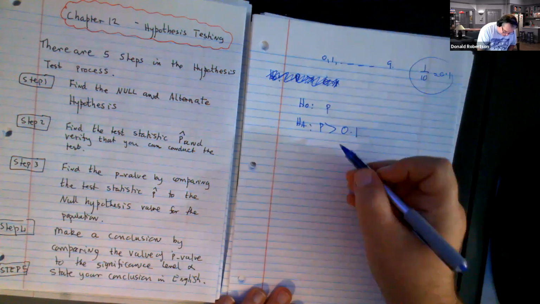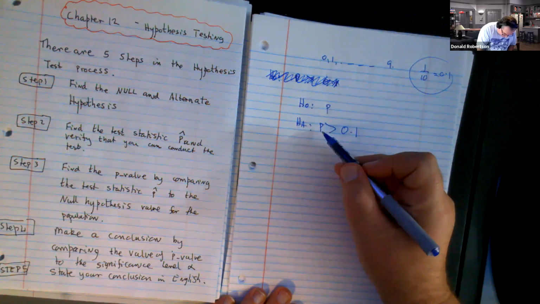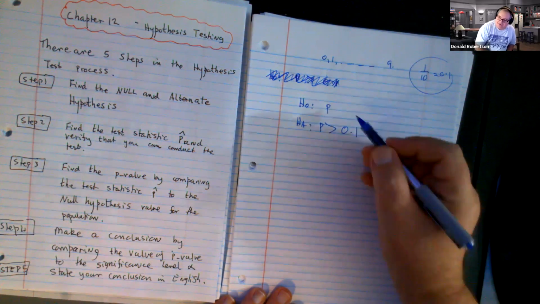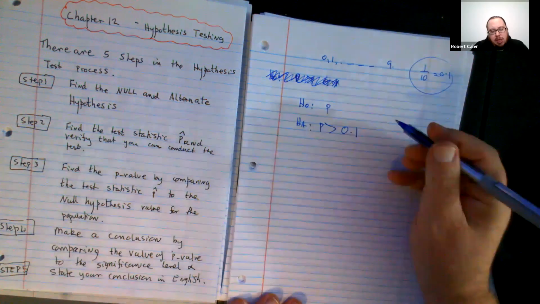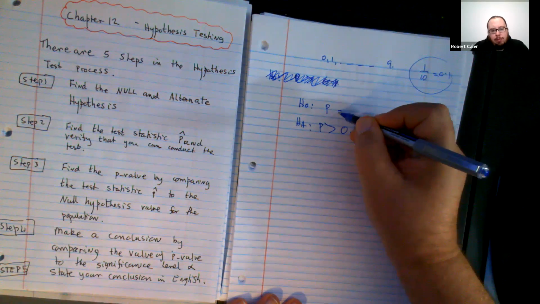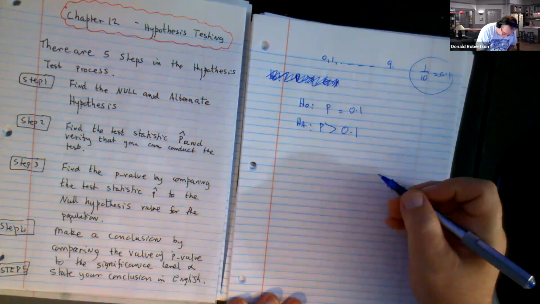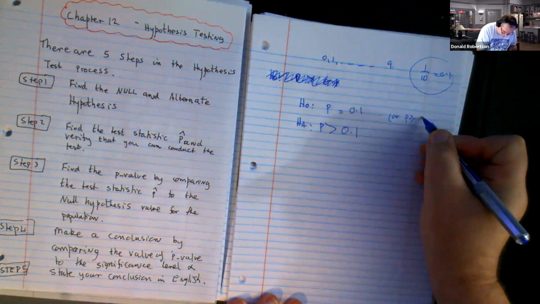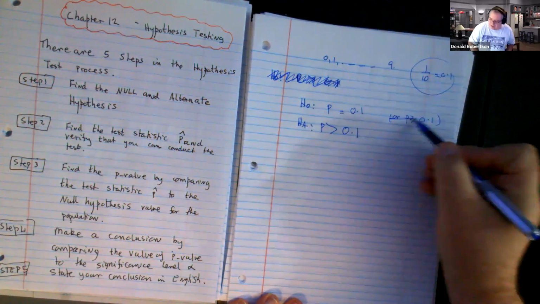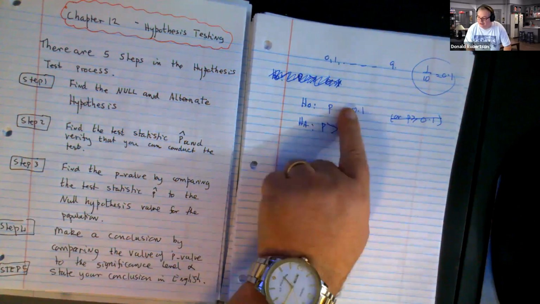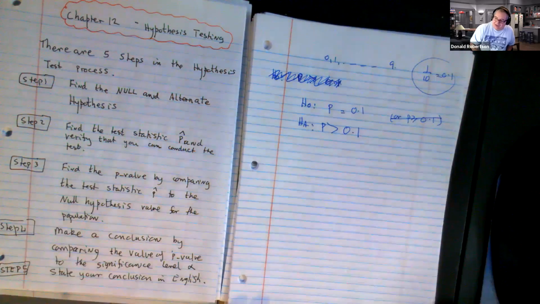The alternate is that the probability you pick a 7 is more than 0.1. What is the null hypothesis? P equals 0.1. Right. I know because I'm looking at it and you can't see it, or P greater than or equal to 0.1. Ignore that statement. They do give you that choice, so just leave it, right?